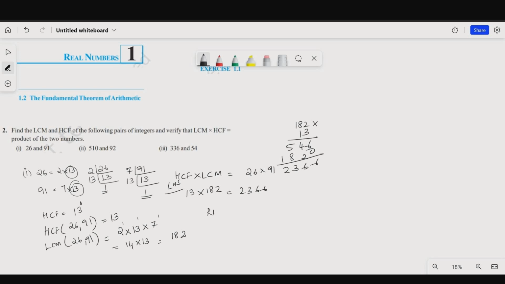Now let's see the RHS. RHS is equal to 26 into 91, right? So 26 into 91 is equal to 2366. Therefore LHS equal to RHS. Hence verified.